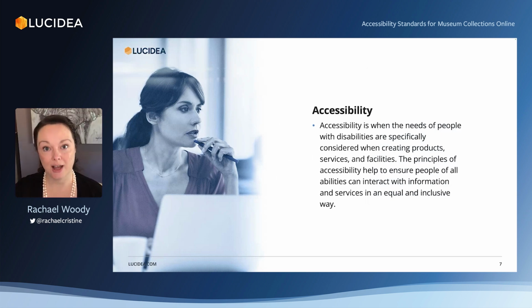And the principles of accessibility, the four principles we'll go over, help to ensure people of all abilities can interact with the information and services in an equal and inclusive way. So again, thinking about your museum collections online, how can you facilitate a way for anyone with any ability to be able to access your collections, interact with it, and engage in that collection and your services in an equal way? So having that in mind as we go through these requirements.